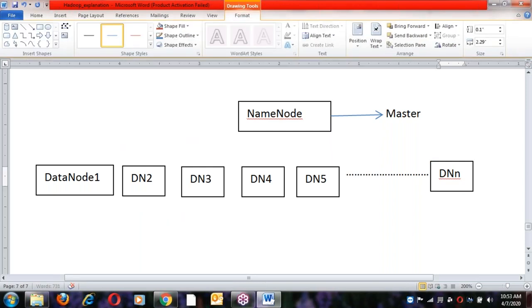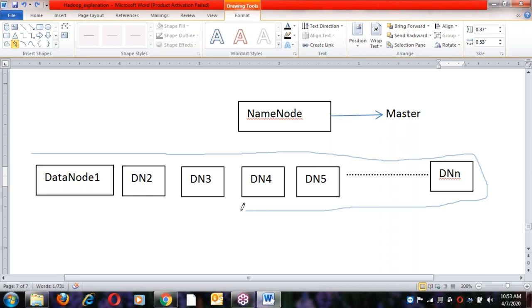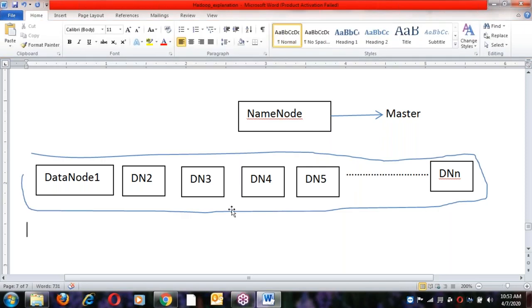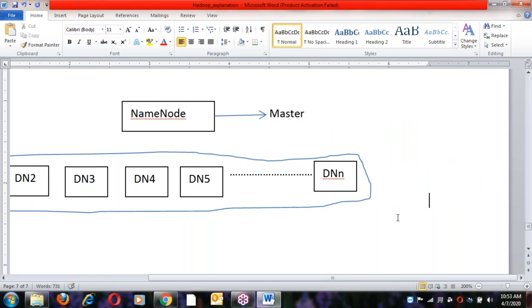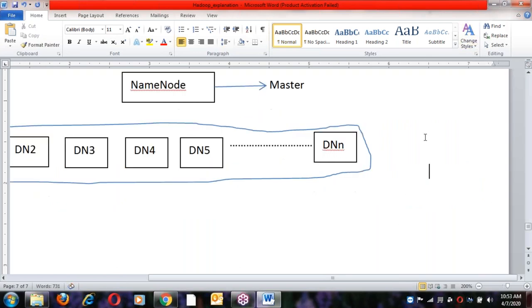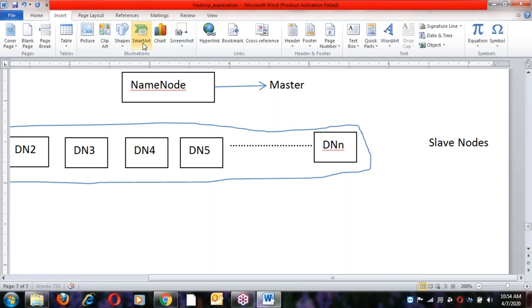All the data nodes are slave nodes. Yes, these are slave nodes.